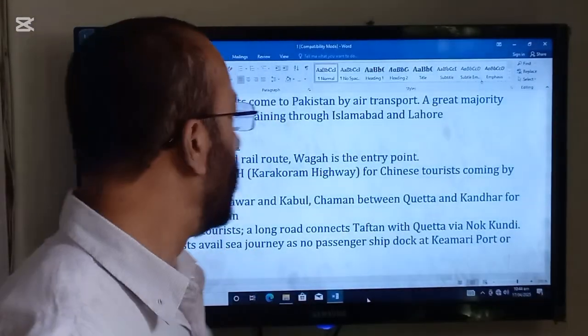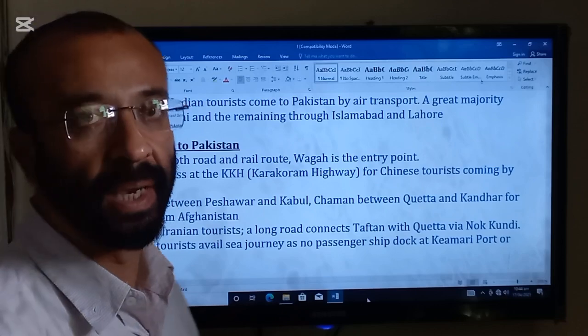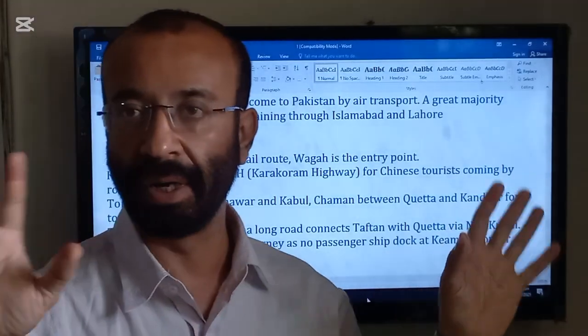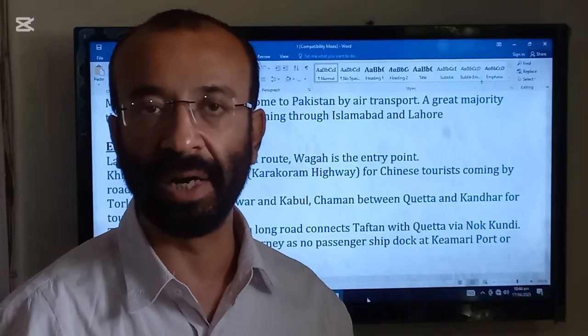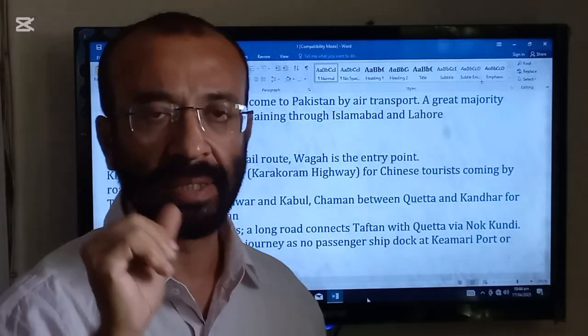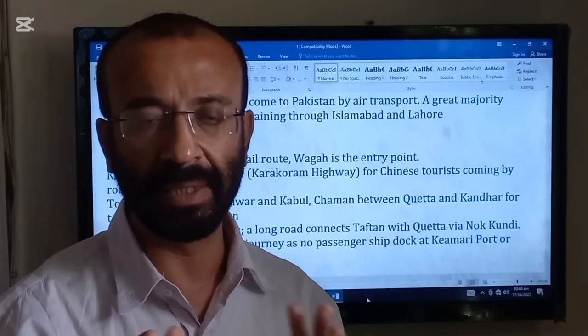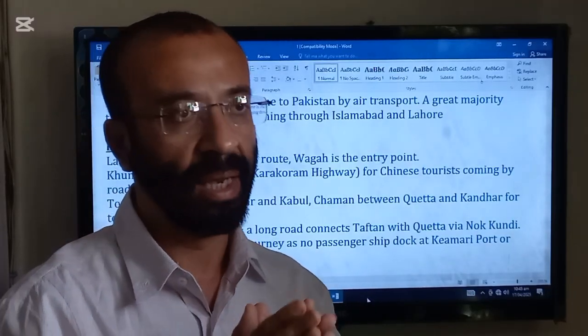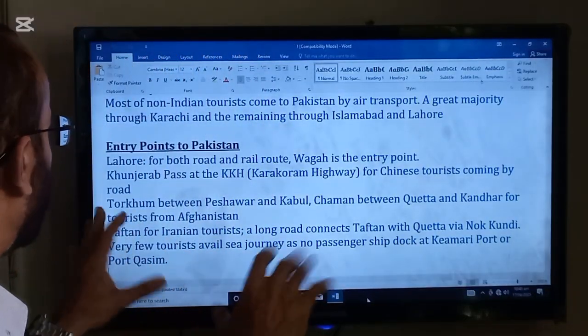The next point is entry points to Pakistan. So now we are going to discuss different entry points for different tourists coming from different parts of the world to Pakistan. Again, the categories are only two. Tourists are divided into Indians and non-Indians, and the road or transport depends on that.